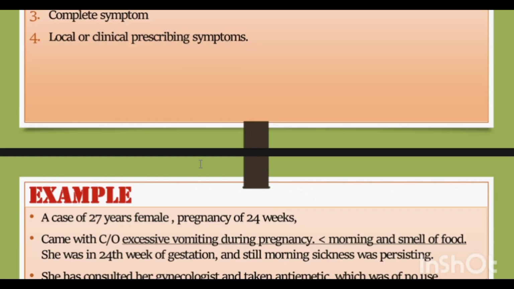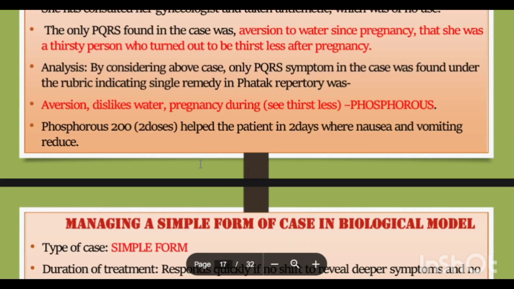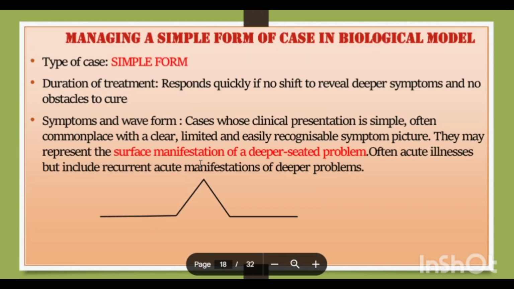Here is a great example from this slide. A 27 year old woman, 24 weeks pregnant, had too much vomiting. The only strange PQRS symptom was that she now had an aversion to water. She did not want water even though she was usually a thirsty person. This one is a strong symptom. It led to the medicine phosphorus. Phosphorus 200 helped in just 2 days. This shows the power of finding the key biological symptoms.